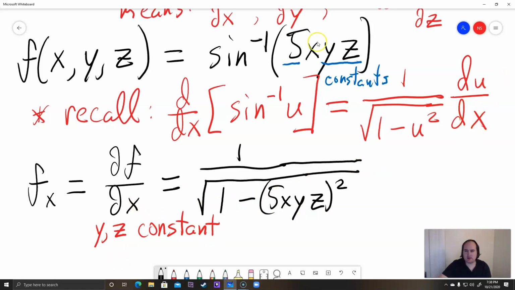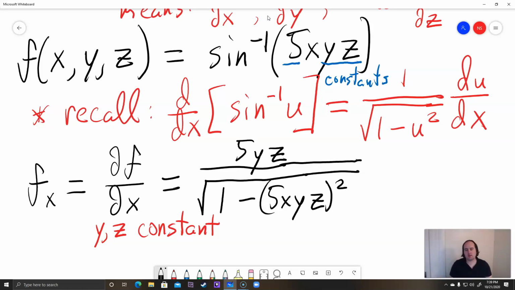What does that mean? That means we take the derivative of the inner function. The inner function is 5xyz, but 5, y, and z are constants, so the only thing that's going to go away is the x. So this is going to be times 5yz. Then to finish writing it the way they do on MyMathLab, you move the 5yz to your numerator. So instead of the 1 on top, we write a 5yz up here.